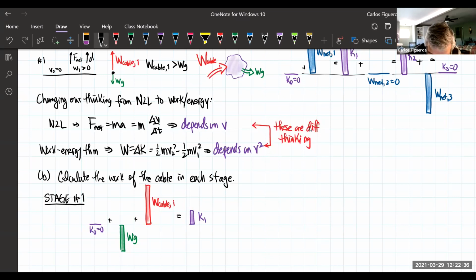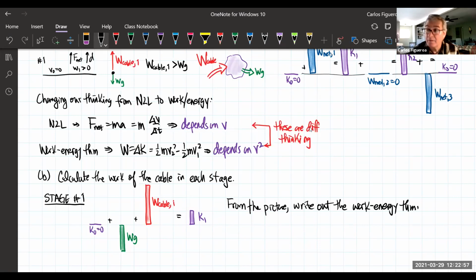So from my picture, write out the work energy theorem. And so that means, look what I'm going to write. I'm going to write K initial minus the work of gravity plus the work of the cable of 1 equals K1.